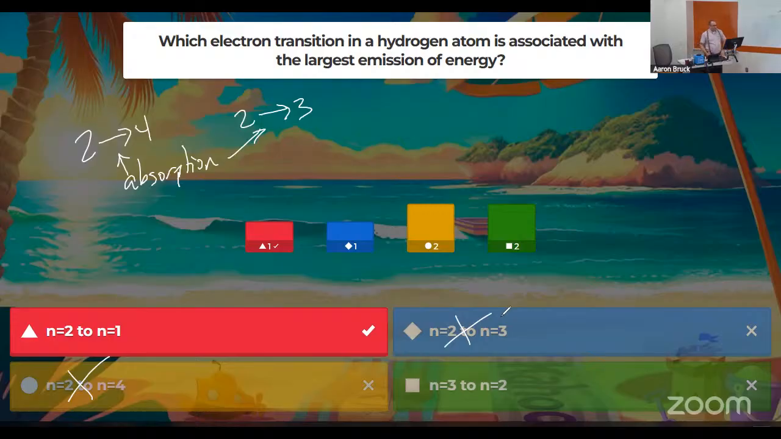Since we're being asked about the largest emission, now we start to look at, okay, well, what kinds of emissions are there? Well, we're going from 2 to 1 and from 3 to 2. Well, that doesn't help us a ton. They're both 1 energy level apart. What we have to understand is that the energy levels are not evenly spaced.